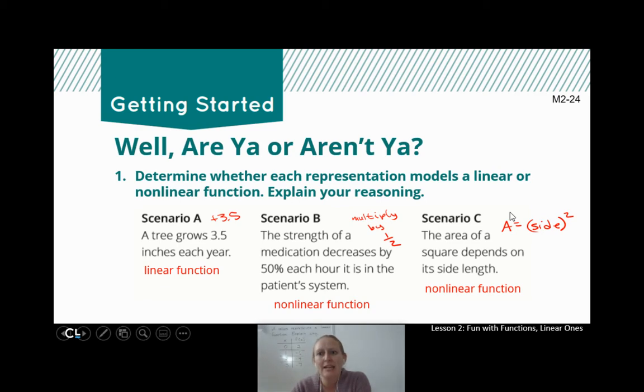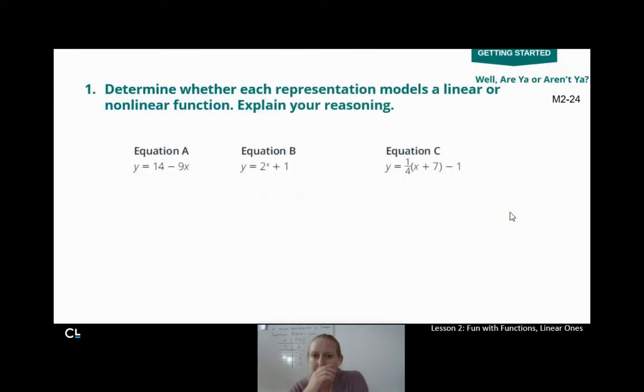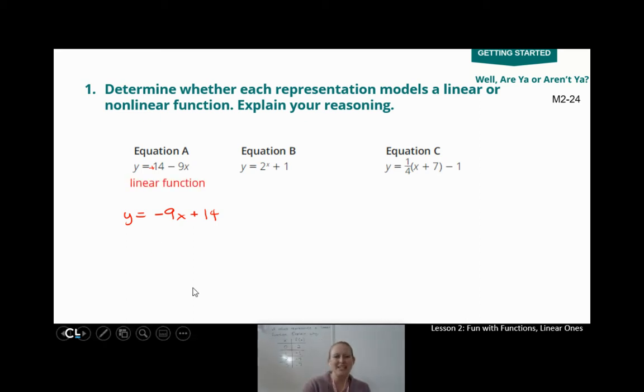Fine. All right. What about your equations? How'd you do on these? Was it a linear function or a nonlinear function? Well, I rewrote a few of these just to help my brain out a little bit. I was like, I think that's linear, but I like to have the x out front. So I just real quick, I was like, all right, I want my negative 9x to be in front, and that's a positive 14, right? So I'm going to put a little plus 14. Hey, that's a linear function. y equals mx plus b. Totally a linear function.